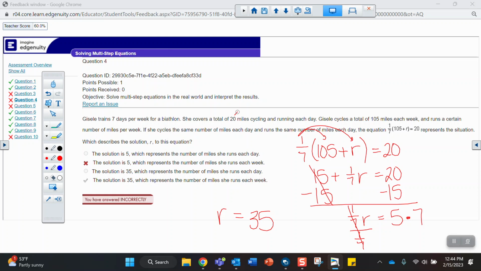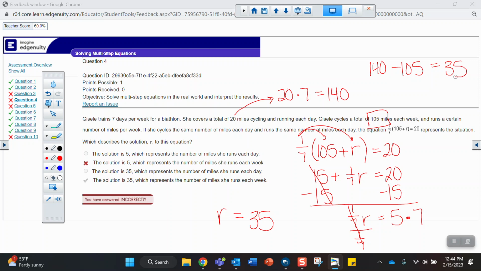She's running and cycling 20 miles per day, so if we take 20 times 7, that's 140. And then we were told she does 105 miles of that is cycling, so then you could just take 140 minus 105. That'll also give you 35. So there's a couple different methods to this.